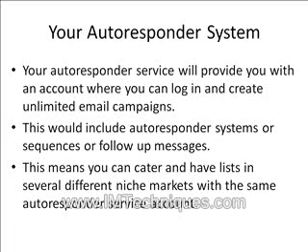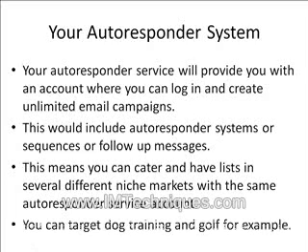What this does is it allows you to cater to and have lists in several different niche markets with the same autoresponder service account. So you don't have to be paying multiple monthly fees. You can do it all under one low monthly fee. And again, Aweber's another great one that does it for one low monthly fee. You could target dog training and golf, for example, under the same account, and both of those are lucrative niches. So if you happen to find a new niche market that you want to go into that's going to be profitable, you can just go into that niche market as well.